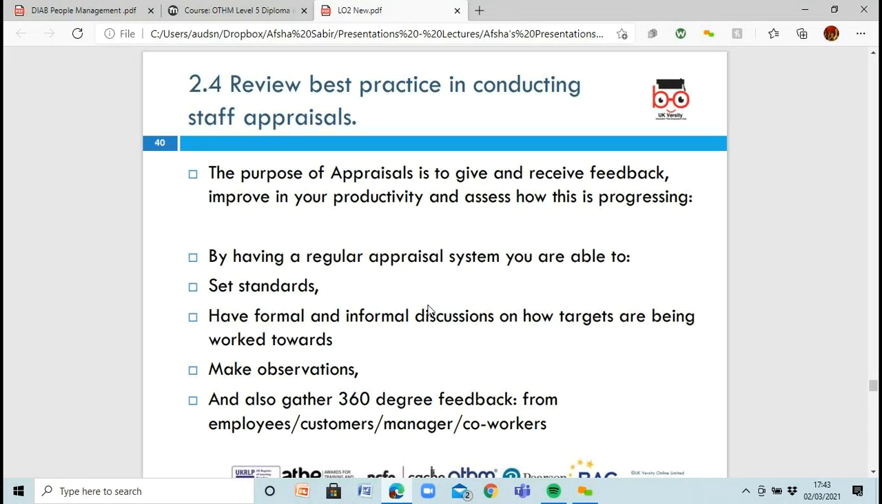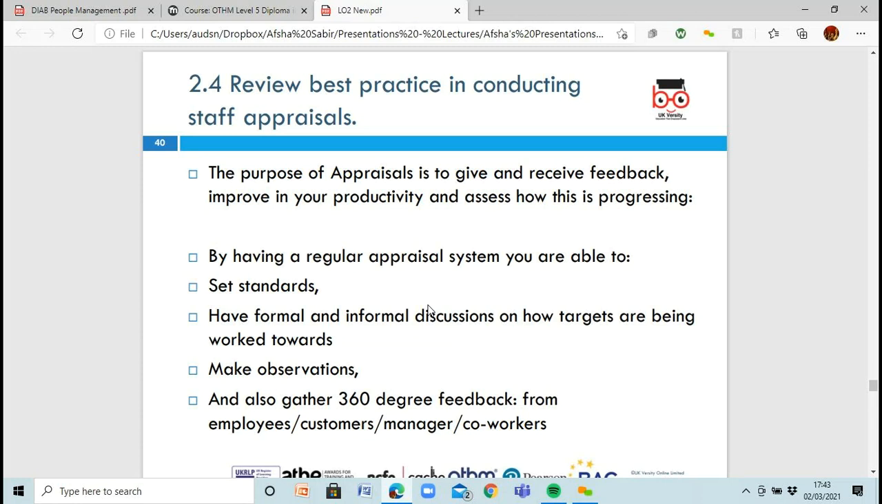So we do have a purpose of appraisals, and that is to give and receive feedback. You're not only giving feedback to your team, but you're actually receiving it. So you're going to find out what they think of you and how well they think you're leading them, or what changes you can make. When you're having regular appraisal systems, you're going to be setting standards. You can have formal and informal discussions. You can either sit down, set an hour aside in your office and say, right, we're going to talk about this, or you can just have a quick 5-minute chat at each of the desks. So it can be formal or informal.